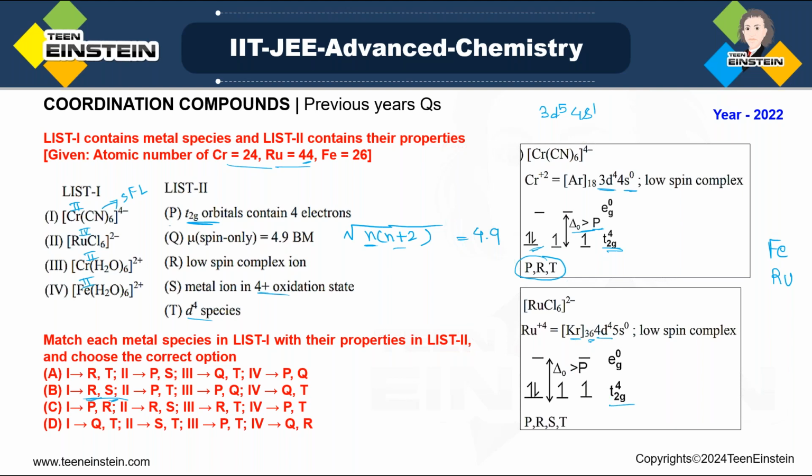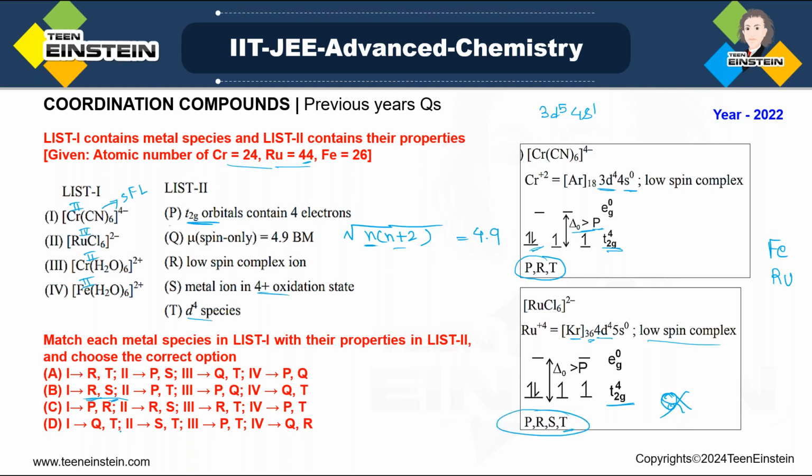Now the electronic configuration is t2g4 eg0, just like the previous one, and it is also a low spin complex. So it is matching with P. t2g orbitals contain 4 electrons. It is not matching with Q. Q is not present here. It is matching with R because it is low spin. It is having 4 plus, so S is also present. T is also true. So it is matching with P, R, S, T.